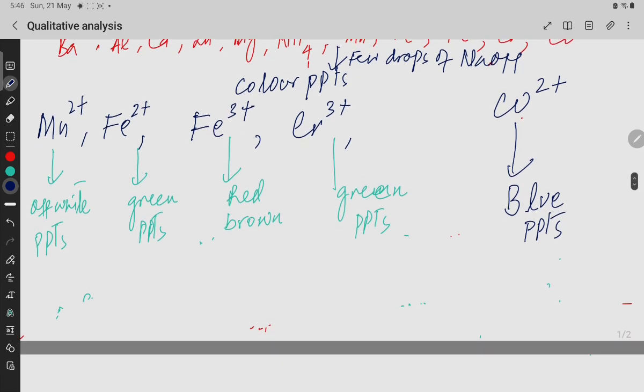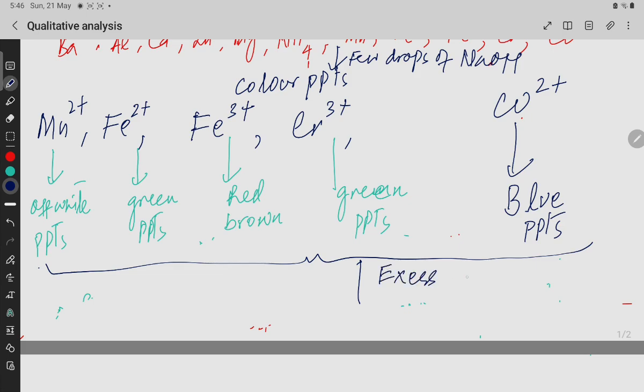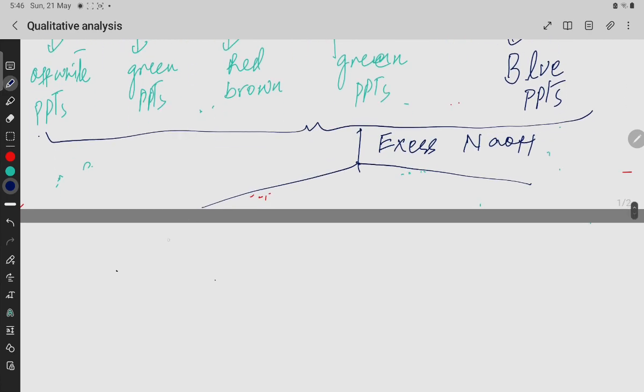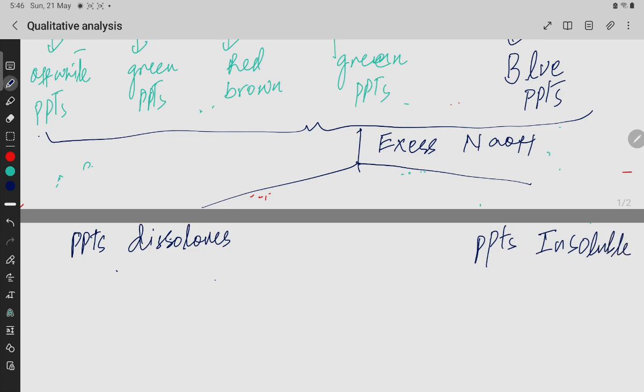Now if we add excess sodium hydroxide, we have two types of observation. Either the precipitate dissolves, or the precipitate is insoluble. With the same color, the precipitate dissolves in the same color.